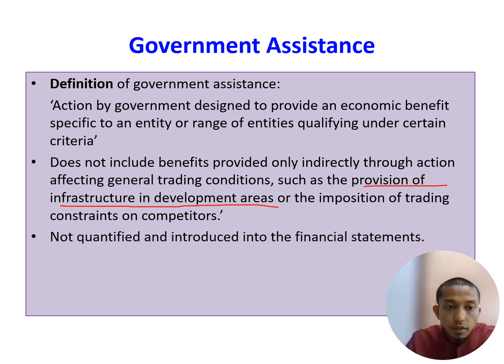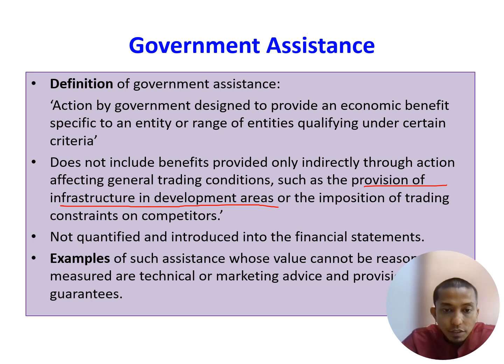Okay. Some assistance is not quantified and introduced into the financial statements. I don't need to show anything in the financial statements. Examples are those whose value cannot be reasonably measured, such as technical and marketing advice and provision of guarantees. These are examples of government assistance that cannot be recorded anywhere in our records. The government gives us advice, the government provides us training. We cannot record it, so no need to record.